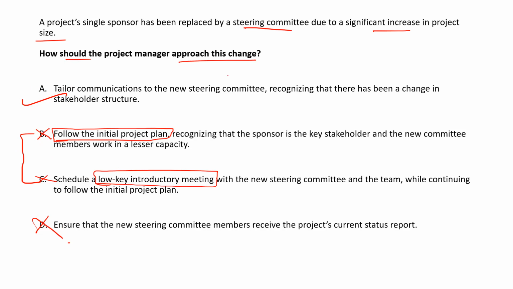The remaining are A and D. Now let's read the question and see what they are asking. Okay, the question has nothing to do with project status. So for sure, it will be A. Go with this approach, your answer will always be correct.